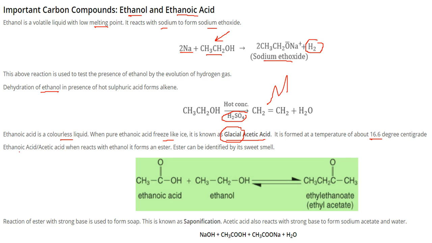When ethanoic acid or acetic acid reacts with ethanol, they form ester, and esters can be easily identified by their sweet smell. And when ester is reacted with a strong base, soap is formed. This is known as saponification. Acetic acid reacts with a strong base to form sodium acetate and water.